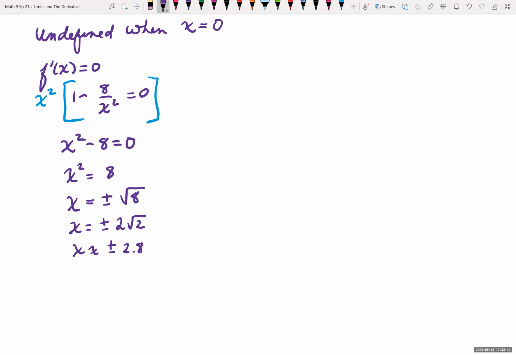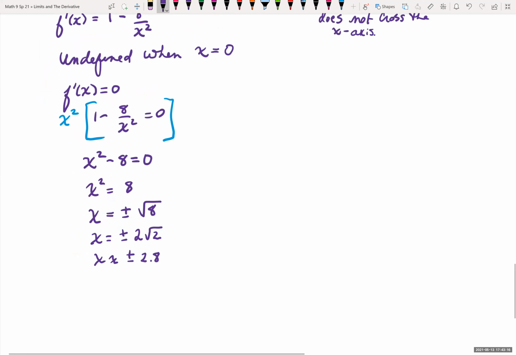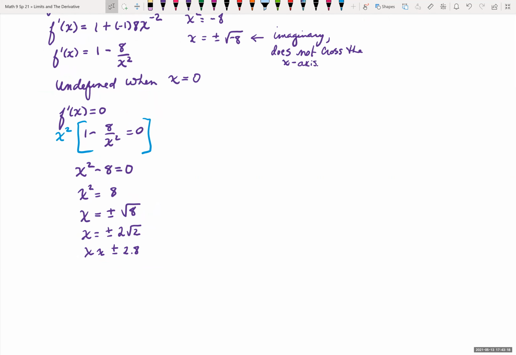Okay. So this is where we wanted to test our intervals. And so we had to put down our critical numbers. And so we had a negative 2.8, we have 0, and we have positive 2.8. So choose a number, and we're going to plug it into our first derivative.